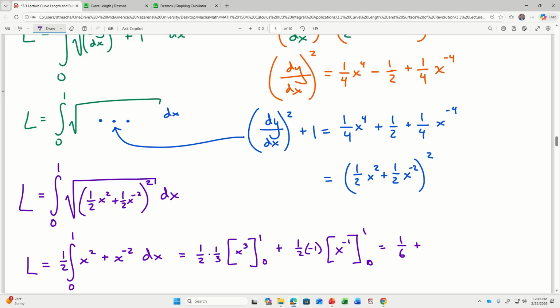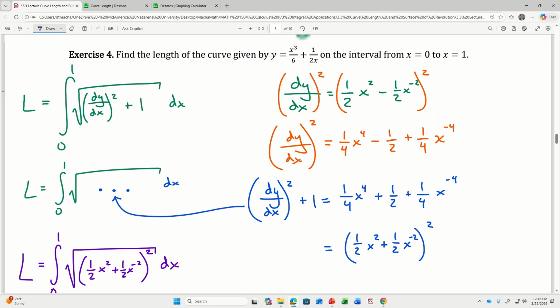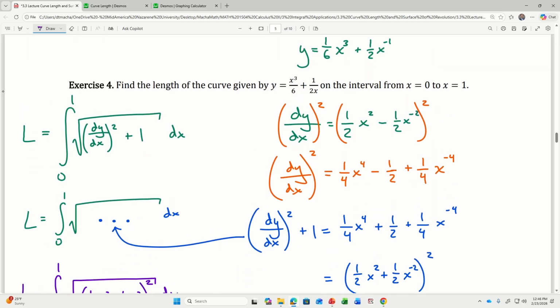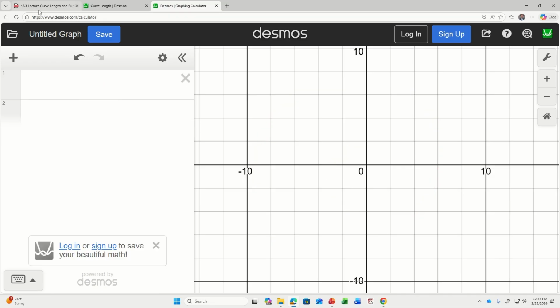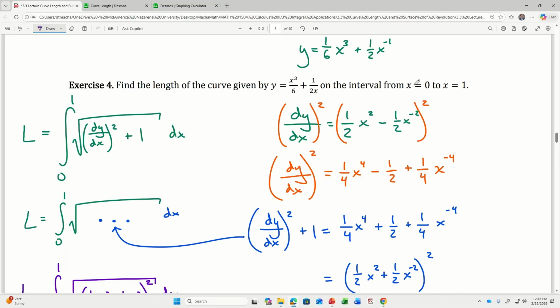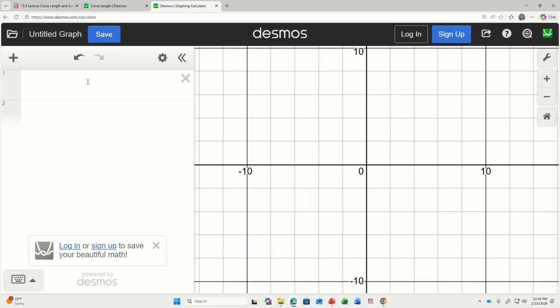Oh, I see an issue, right? I can't divide by 0. Nobody's allowed to divide by 0 in this class. So this problem's not very well written. Really, I should have seen the issue from the start. And if I have this issue on the homework, I'll make sure I go back and fix it. But it's x cubed over 6 plus 1 over 2x.